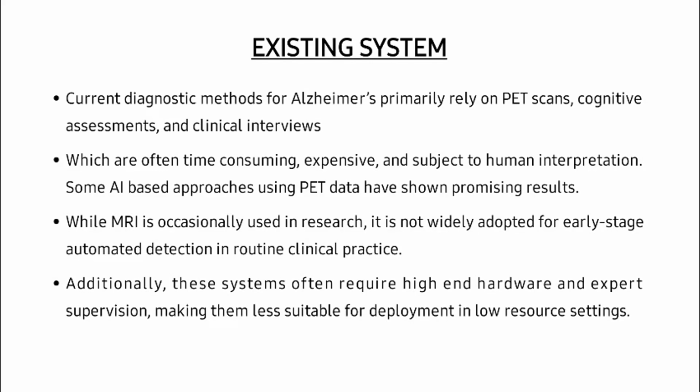Existing system. The existing system for the Alzheimer diagnosis primarily relies on PET scan, cognitive assessment, and clinical interviews. While some AI-based approaches using the PET data have shown promising results, MRI is not yet widely adopted for automated early stage detection in clinical practice. These systems also require high-end hardware and expert supervision, making them impractical in low-resource healthcare environments.